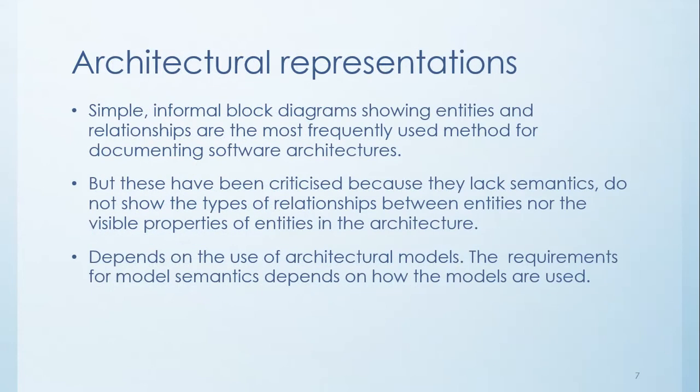So architectural representations, as you saw from the packing robot example just a moment ago, are usually simple informal block diagrams showing entities and relationships, and that's probably the most common method. These are criticized because they lack a lot of detail, and they don't really show the types of relationships between the entities or the properties of the entities in the architecture, and it depends on how you're going to use those models. The requirements for model semantics usually depend on how the models are going to be used.